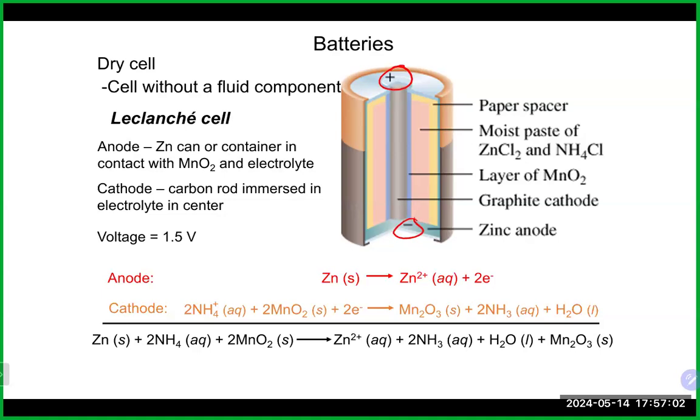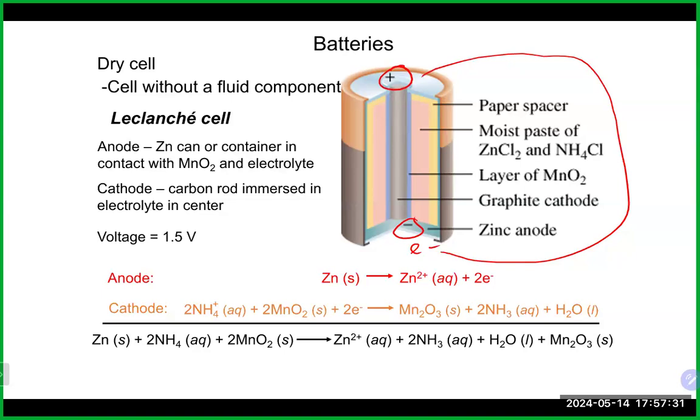So we have basically the redox reaction happening, electrons heading towards your cathode side, if you will. In this case, our anode is a zinc can in contact with MnO2, which is an electrolyte solution. We also have a carbon rod inside there that's acting as our cathode here. This type of battery will essentially give you 1.5 volts.